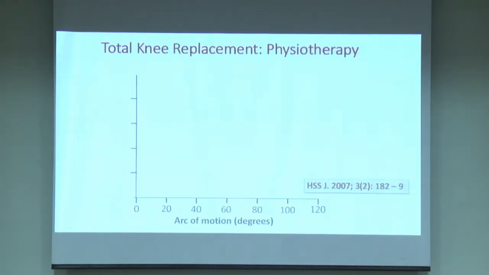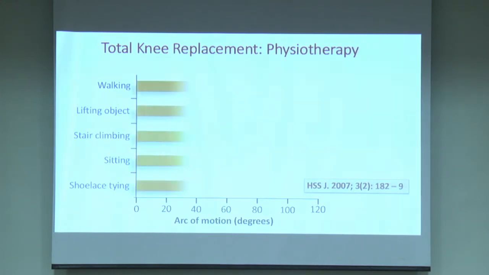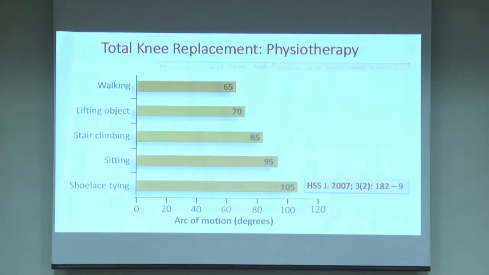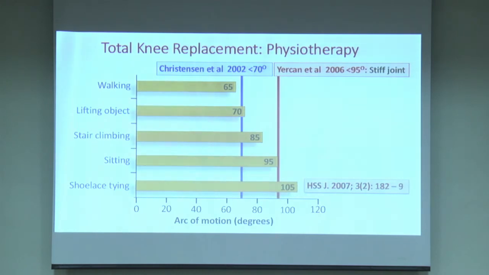When you look at the physiotherapy targets, you'll find that the arc of motion is what determines the limitation of the joint. And all these activities, from walking to lifting an object to stair climbing to sitting to shoelace tying, have a different arc of motion. And the arc of motion which we need to take care of is almost going up to 95 degrees now.